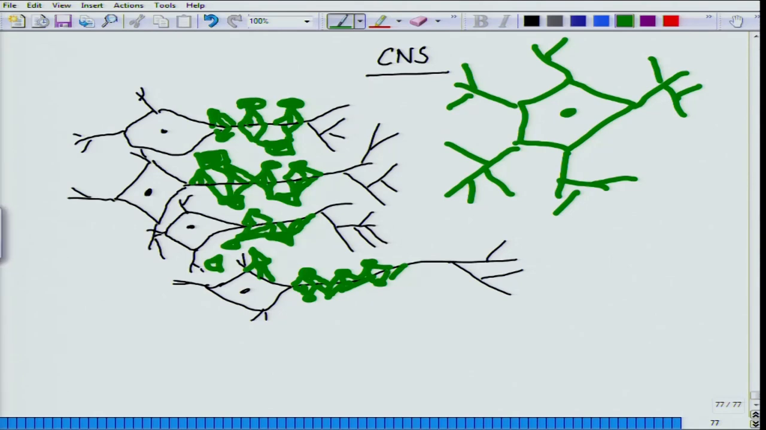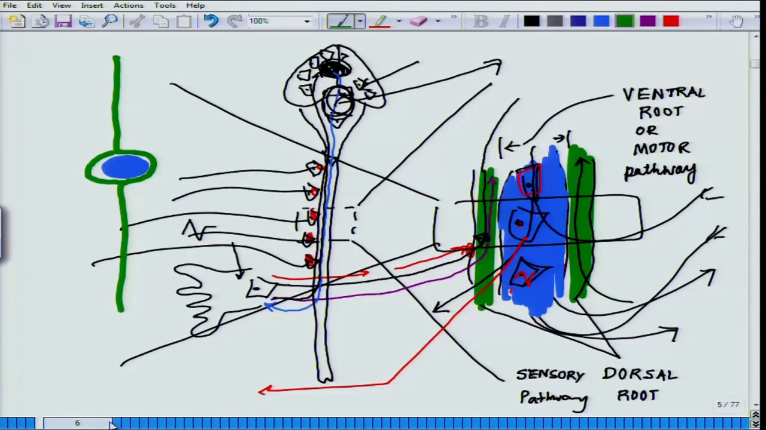Now, the interesting question arises. If I go back to one of the pictures which I tried to explain, there are neurons which, say for example, from the periphery move all the way into the spinal cord, and their processes may end up in the brain. So what will happen to this neuron?